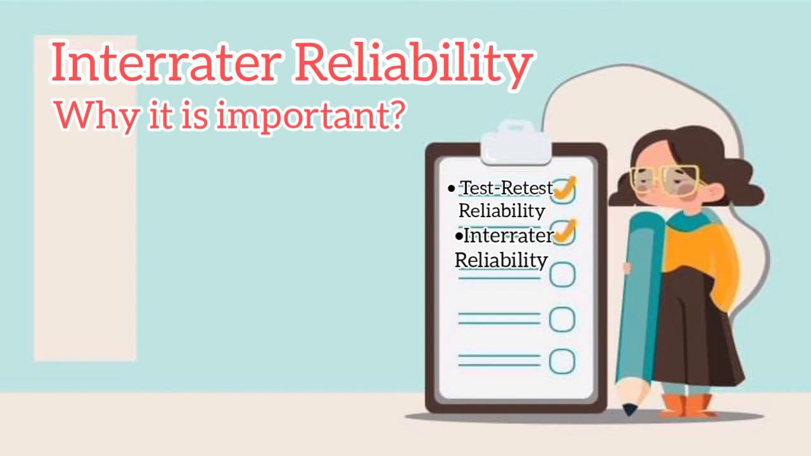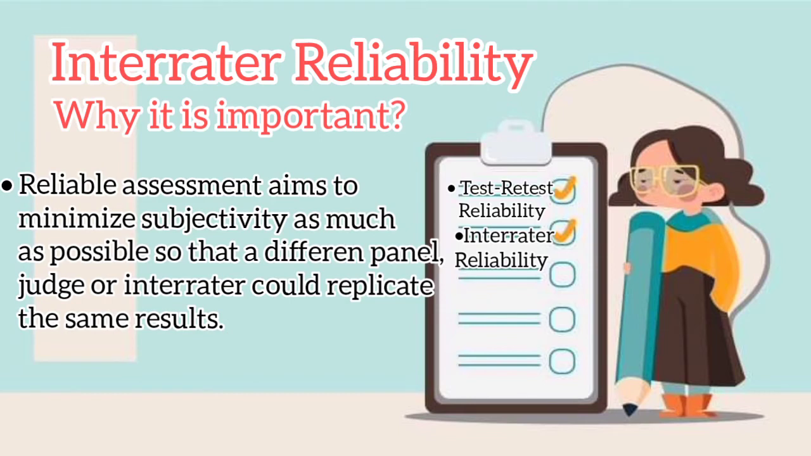It also includes the performance of a child, of a student. So, inter-rater reliability is important because it is used in observational assessment tasks. People are subjective, so different observers' perceptions of situations and phenomena naturally differ. So, reliable assessment aims to minimize subjectivity as much as possible so that a different panel, judge, or inter-rater could replicate the same results.